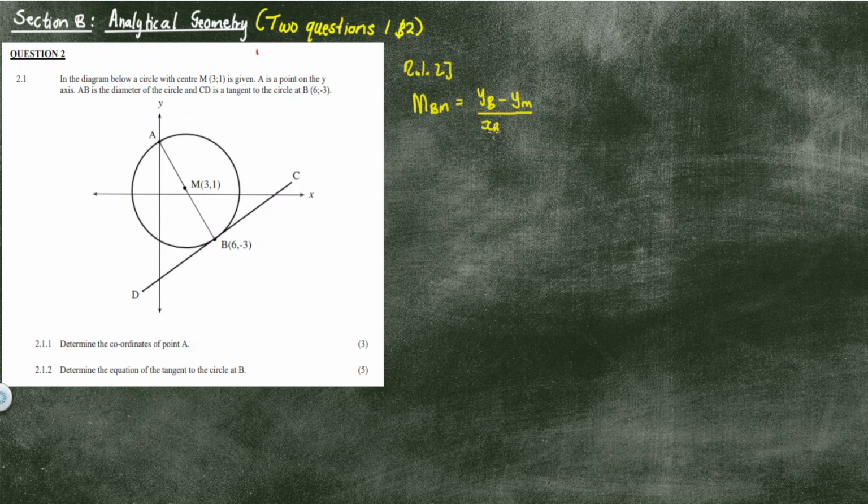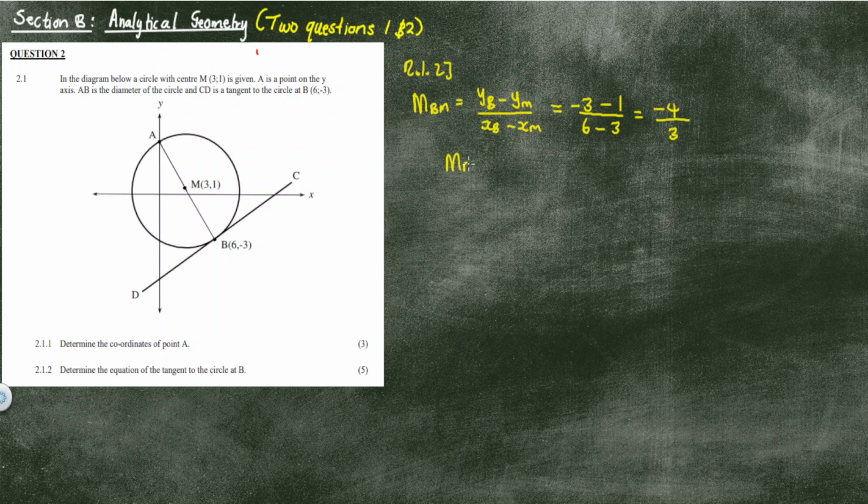Then go about XB, XM, equal to what is YB? Negative 3 minus what is YM? 1 over what is XB? 6 minus what is XM? 3. It's minus 4 here. Then 6 minus 3, that's 3. So your final answer is minus 4 over 3. So that's the gradient of the radius BM, not the equation.